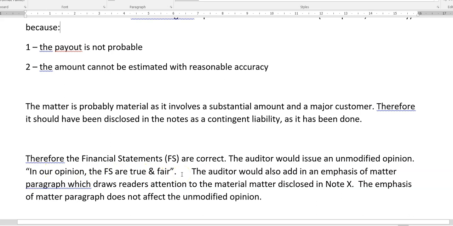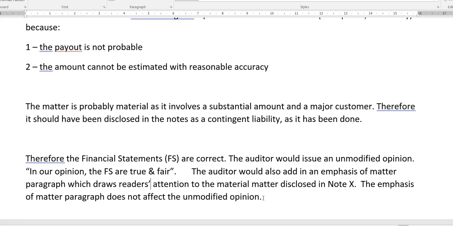And then another mark going for emphasis of matter paragraph, and explain what that is, which draws readers' attention to the material matter disclosed in the note, whatever it is. And then the emphasis of matter paragraph does not affect the unmodified opinion. It's good to show that. You show the examiner that it doesn't affect the clean audit opinion or the good audit opinion or the unmodified audit opinion.